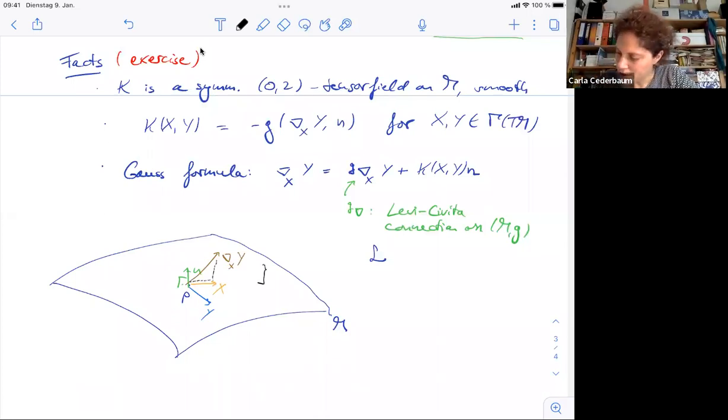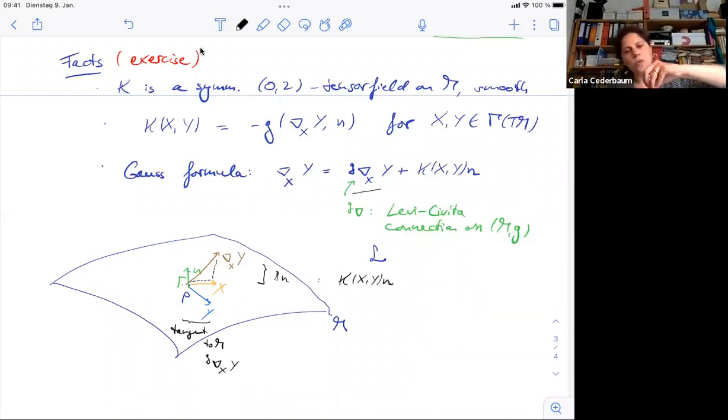So this part is parallel to n, and this part down here is tangent to M. And then what the Gauss formula tells me is that this tangent part is the Levi-Civita derivative nabla_X Y. So pretend there is no ambient space-time and just look at this Riemannian manifold and compute the derivative of Y in direction X there. And this part here is K(X,Y) in the n direction. So K(X,Y) tells me how much in the n direction I have to go to meet this brown vector. Okay.